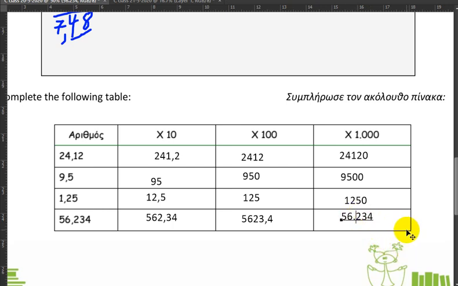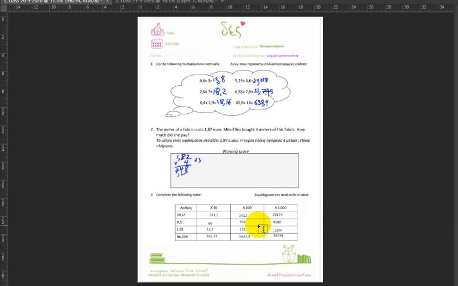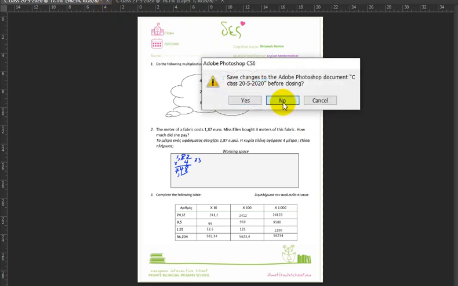Αυτό εδώ δεν είναι κόμμα, είναι τελεία, έτσι. Αν θέλετε, εντάξει, μην βάζετε καθόλου τώρα, μην μπερδευόμαστε. Αυτό είναι όλο το φυλλάδιο. Αν θέλετε να ελέγξετε τις απαντήσεις σας, σταματήστε το βίντεο. Και πάμε παρακάτω.